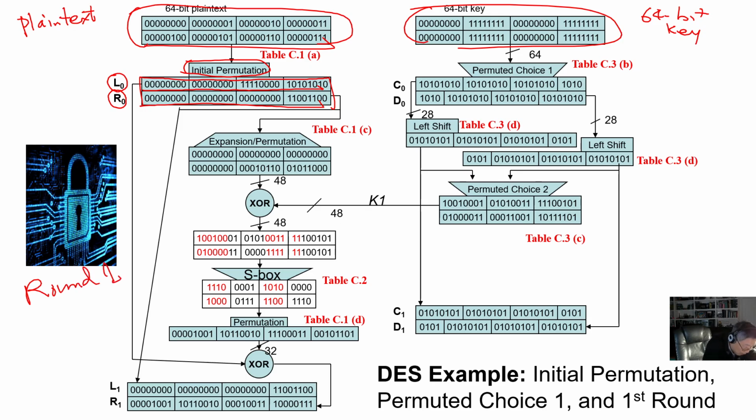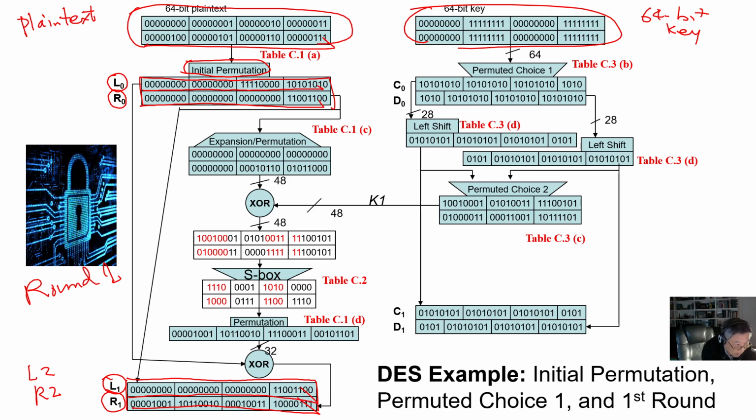Now, after the first round, we generate the 64-bit output. The left side is L1, the right side is R1. Now, L1 and R1 become the input for round 2. So the output is going to be L2, R2. And then it becomes the input for round 3. The output is going to be L3 and R3. So we have a total of 16 rounds. Okay, that's the plaintext side.